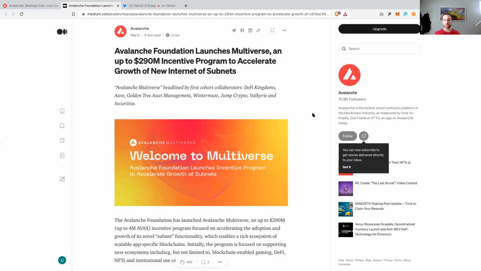Let's start with some news that relates to Avalanche's fundamentals. As you can see, the Avalanche Foundation recently announced a huge investment in an incentive program called Multiverse. That's to encourage the growth of what they call a new internet of subnets. This is big news because it positions Avalanche as what's called a layer zero blockchain. And this opens up a world of new possibilities for it.